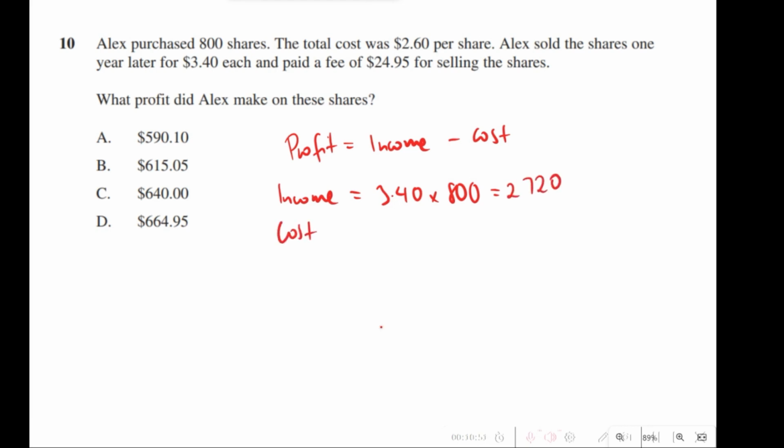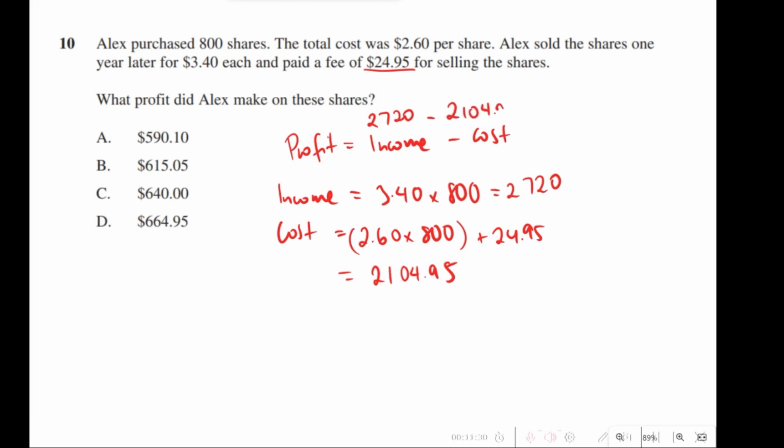Now the cost was the cost of buying the shares. So that's the 260 times 800, plus the cost that he had to pay when he sold them. So the $24.95. So that's the 208,024.95. So the income was 272,000 minus the cost, 208,024.95, and that gives us 63,975.05, and so that's answer option B.